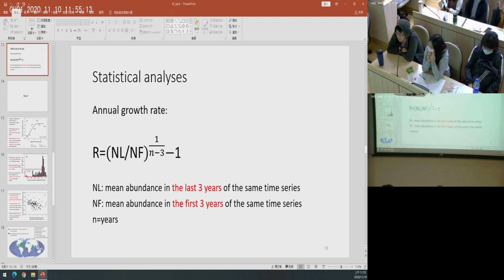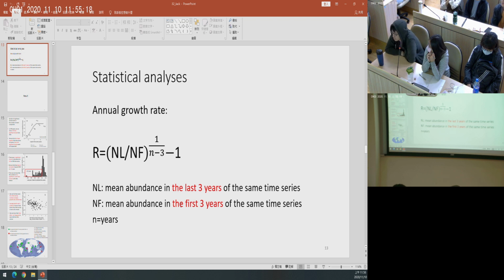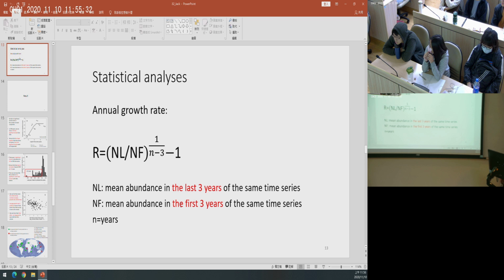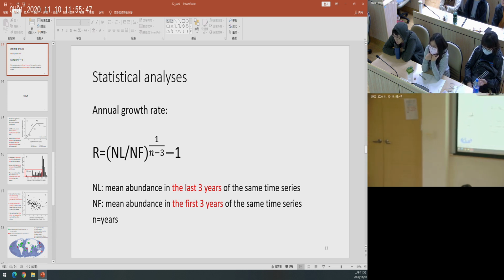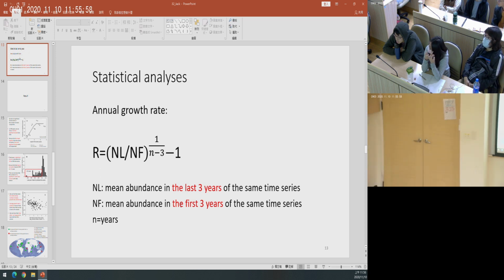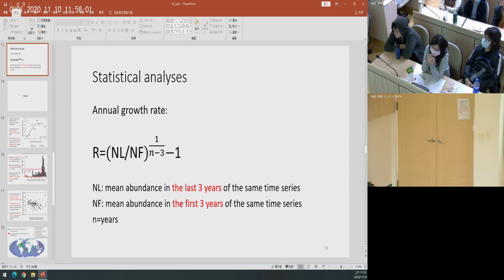Can you take some short example about the Allee effect? Short example, other animals. Repeat his question. He wants to show some Allee effect example. Because the paper doesn't mention it, so I don't know if other species will have the Allee effect.